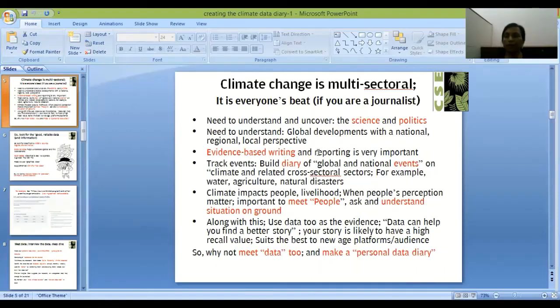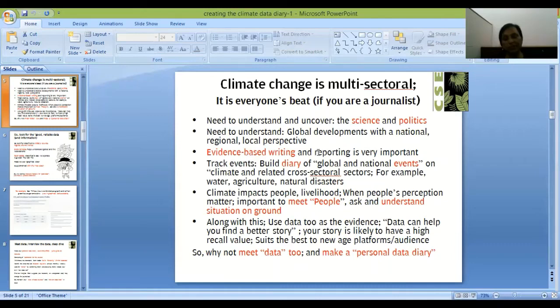And in this context, evidence-based writing and reporting will be very, very important, because you will always find there are two groups who talk about climate change. One of the groups agrees that yes, it is a challenge, it's a threat to our humanity, whereas there are also climate deniers. Now, if you have to prove your point, you will definitely look for critical evidence, and there numbers are very, very important.